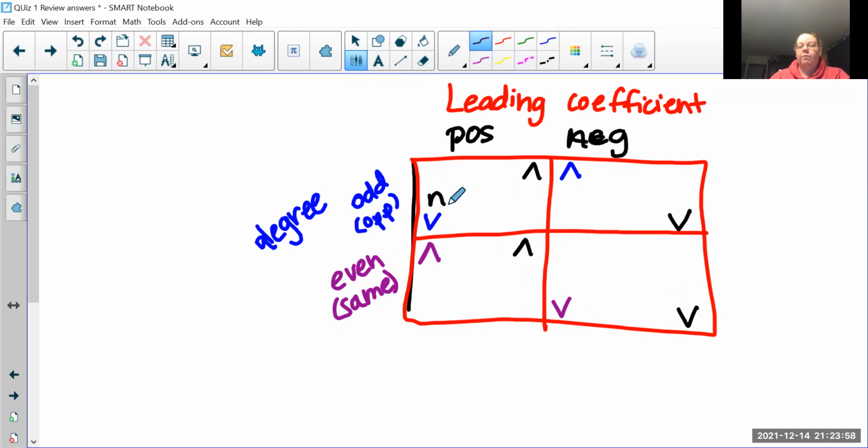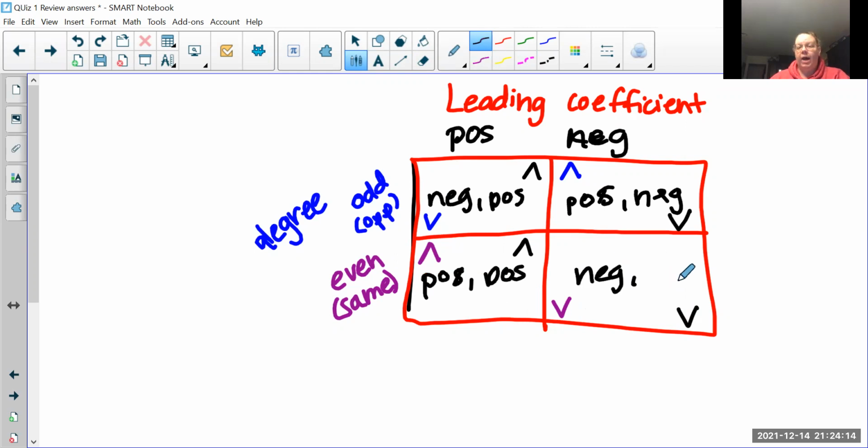So this would be a negative positive. This would be a positive negative, positive negative. This would be a positive positive. And this would be a negative negative.